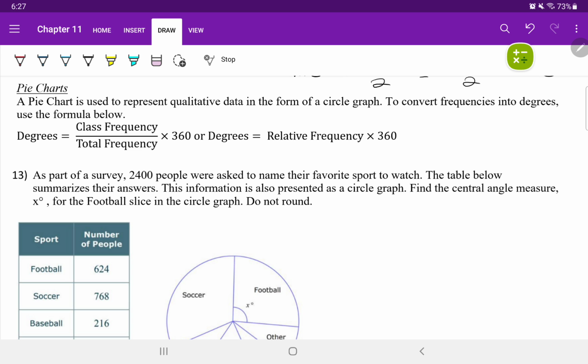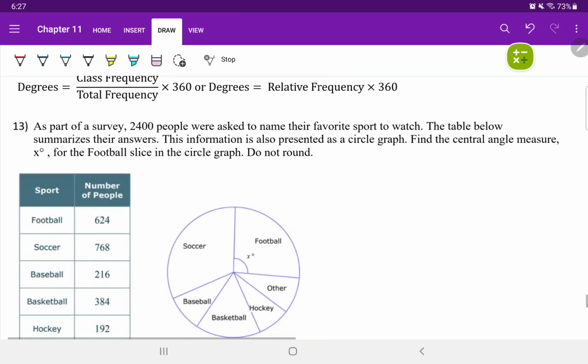Now, to convert frequencies into degrees, we must use the formula below. It depends if we have a regular frequency or a relative frequency. Usually we have a regular frequency. To convert our frequency into degrees, it is going to be the class frequency divided by the total frequency times 360. Once again, remember, when we collect data, we collect raw data, which is the actual data. If we want to make some sort of chart, we have to convert it to the correct units of measurement, which can also be percentages, but we prefer to use degrees when we create a circle graph.